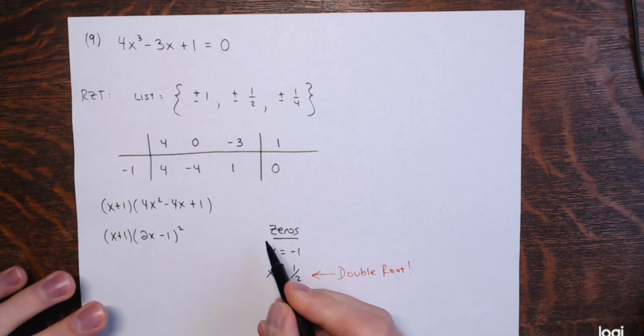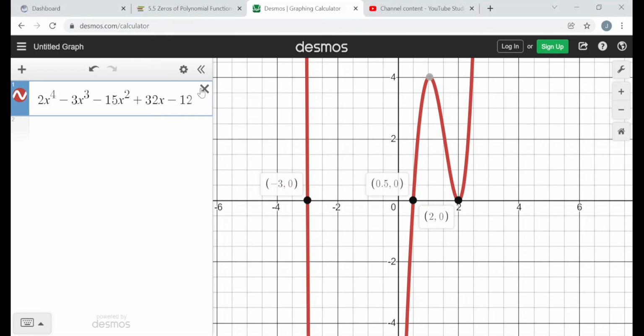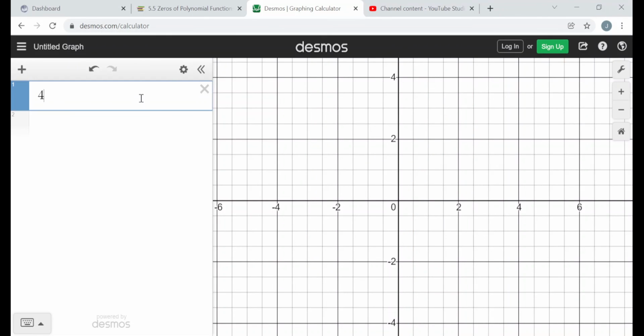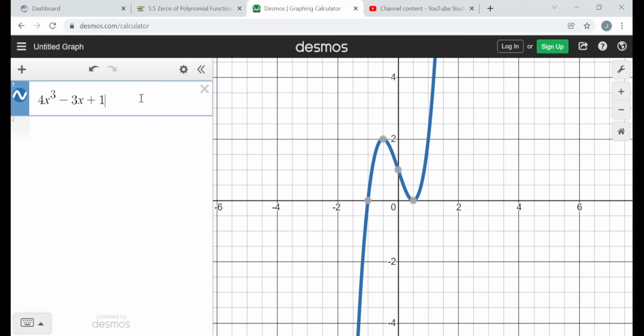And these are all real numbers. So the graph will touch the x-axis at these values, but it's going to cross at -1, but bounce off at 1/2. And let's see that. All right, just one last example here. We have 4x cubed minus 3x plus 1 not equals 0. And then see at -1 it crosses over. At +1/2 it bounces off. It has a multiplicity of 2, even multiplicity, as I stated on paper.